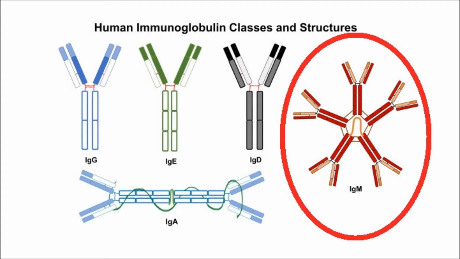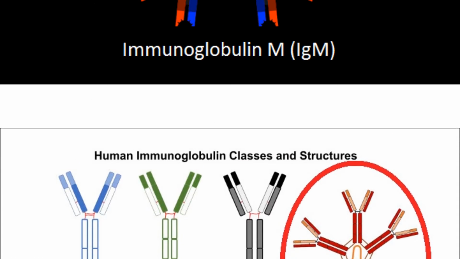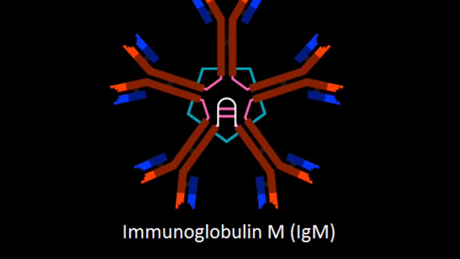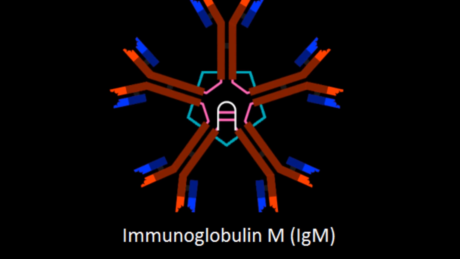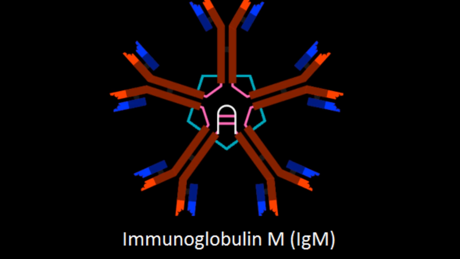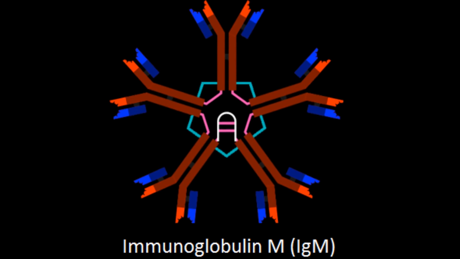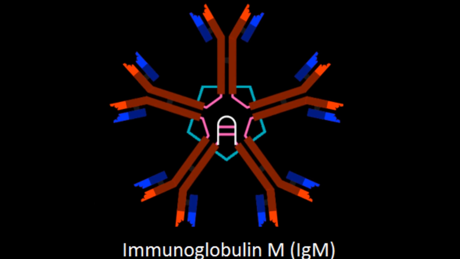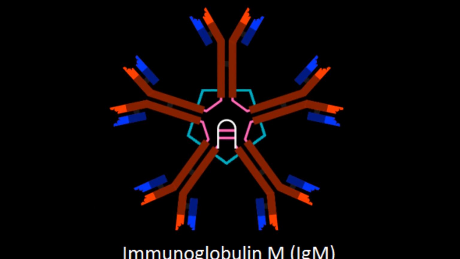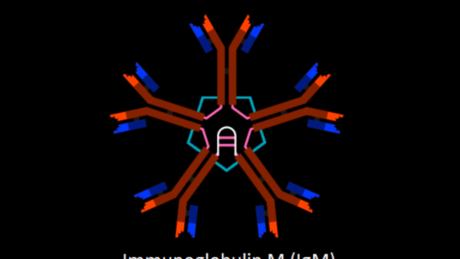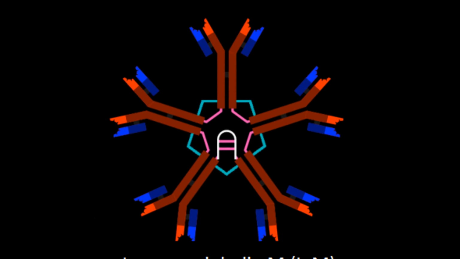It is the largest immunoglobulin among the 5 major immunoglobulins. Similarly, it is the immunoglobulin which appears first in our body during exposure to antigens. Moreover, IgM is composed of 5 basic immunoglobulin units forming a pentamer.